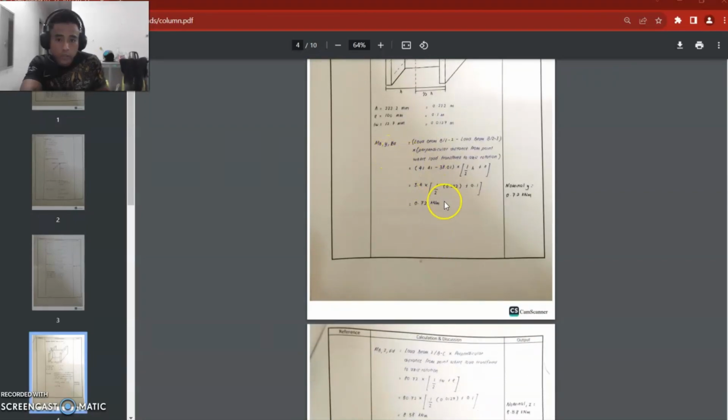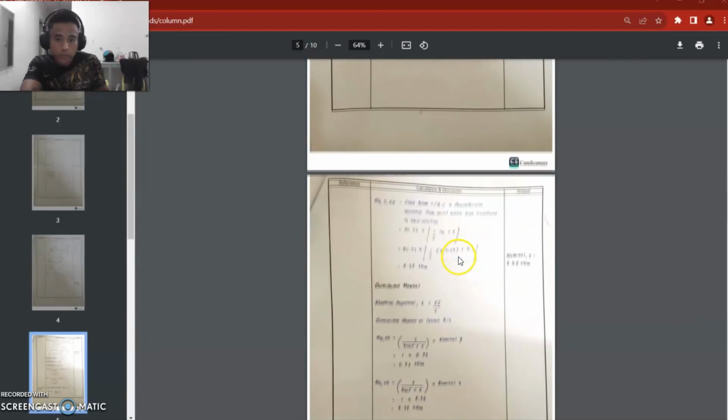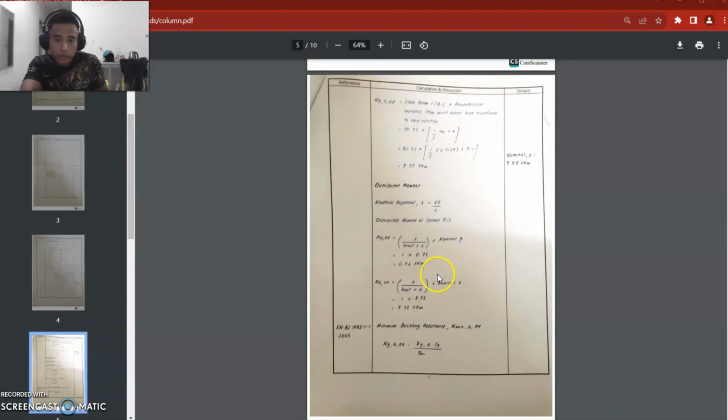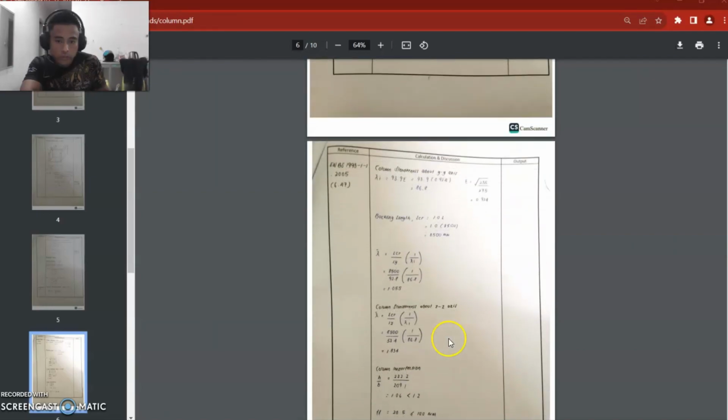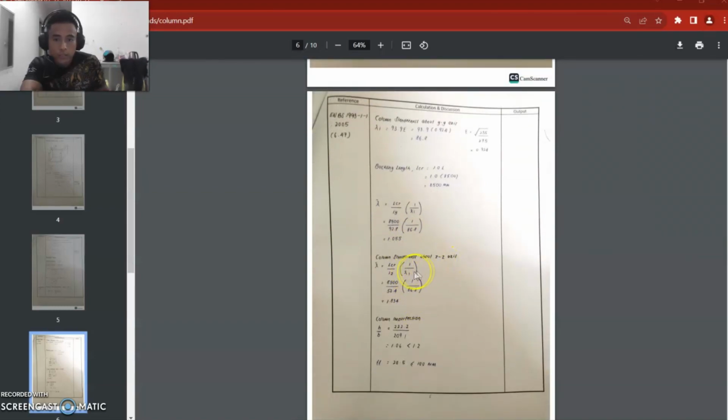Untuk MBYED saya terdapat 0.72 kN/meter. MBZED saya dapat 8.58 kN/meter. Seterusnya distributed moment. Untuk MYED saya dapat 0.72 kN/meter, manakala MZED 8.58 kN/meter. Untuk kolom slenderness about YY axis saya dapat 86.8, manakala buckling length dia 8500 mm, lambda 1.055. Untuk kolom slenderness about ZZ axis, lambda nya saya dapat 1.834.